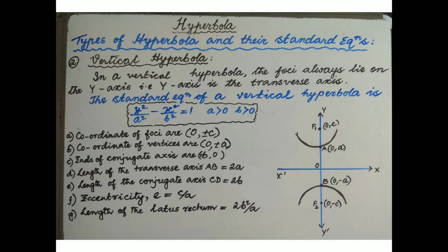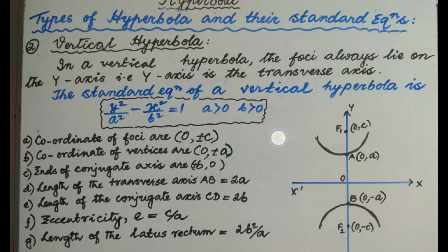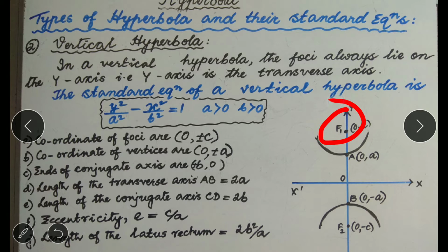The next type of hyperbola that we have is vertical hyperbola. Now in vertical hyperbola, you can see the two foci F1 and F2. If you observe the diagram, they lie on the y-axis. So that means the transverse axis will be the y-axis. Whenever foci lie on the y-axis, immediately we come to the conclusion it will be a vertical hyperbola. What is the standard equation? Vertical hyperbola: y square by a square minus x square by b square equals 1.